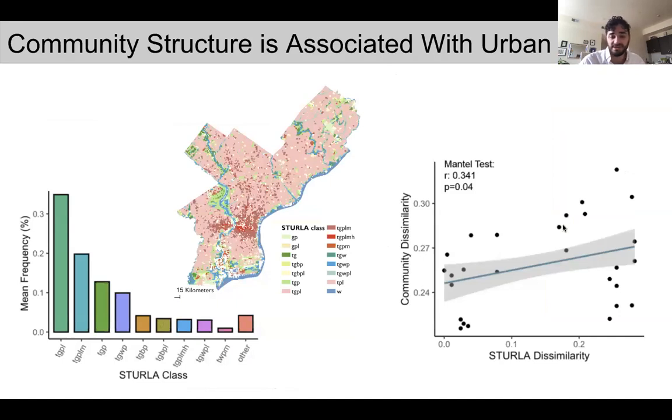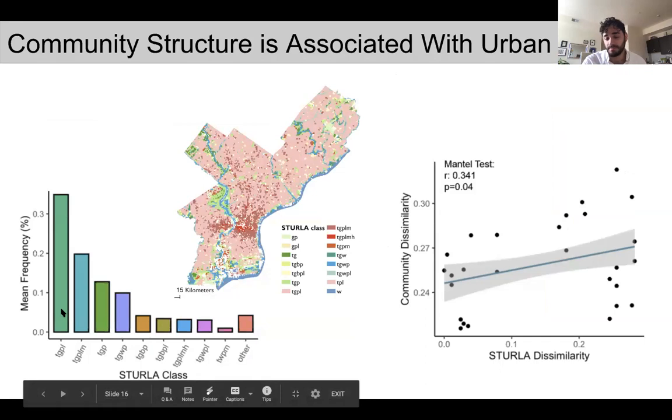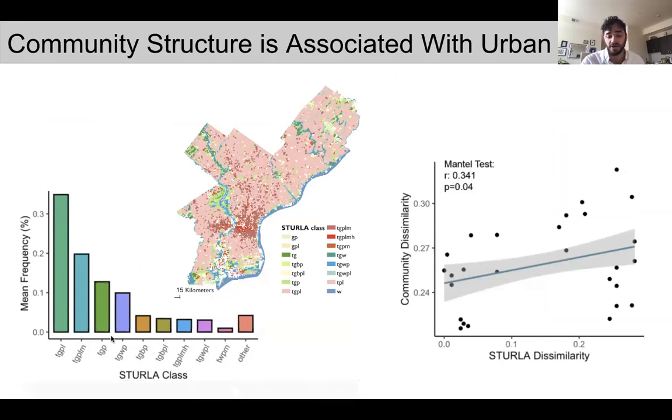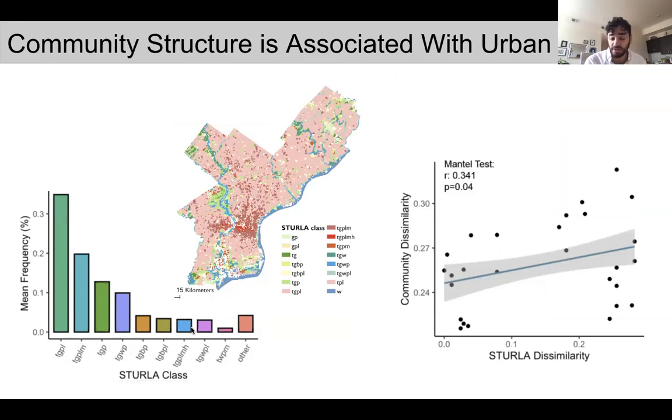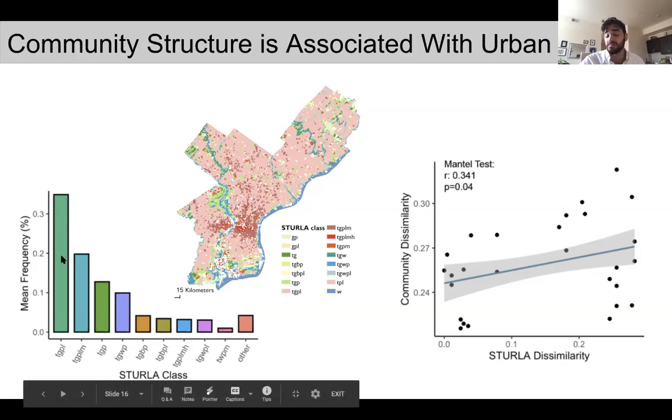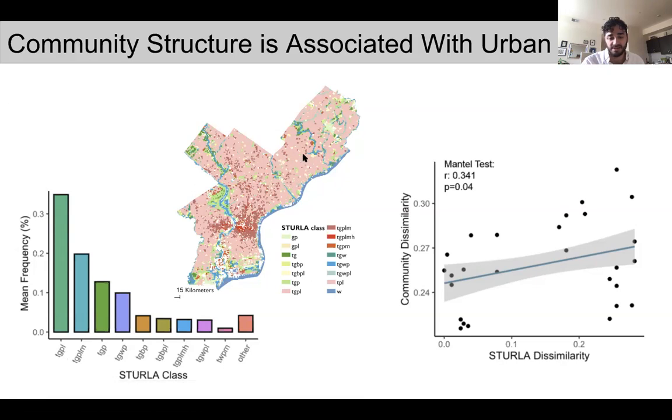We found that the community structure of the atmospheric microbiome is associated with the variation in 3D urban structure. So our urban structure was not equal throughout the city. And you can see that on this graph here, as well as a bar graph version of the top, I think this is 10 Sterla classes. And let me just explain these real quick. TGPL was the most commonly seen one that we had. And you can see that right here with this pinkish color.